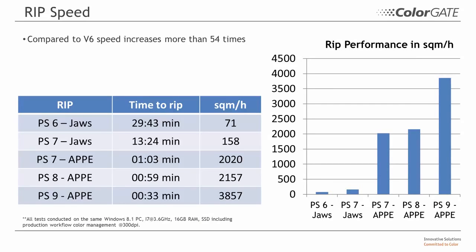The boost in productivity of the latest RIP software release is enormous compared to version 6 in particular. The RIP speed has been increased by a factor of 54 compared to version 6. This further highlights the benefit of always investing in the latest version of the RIP software.